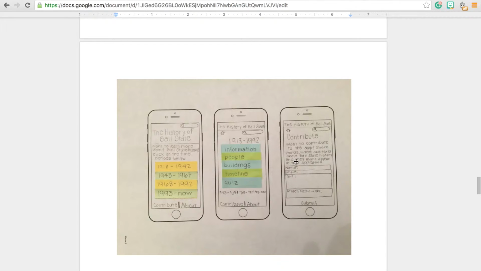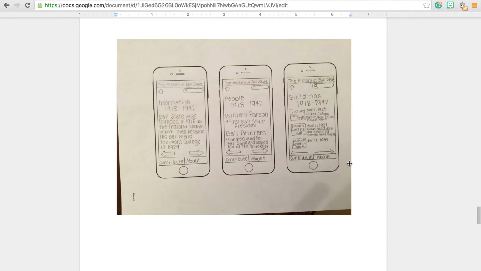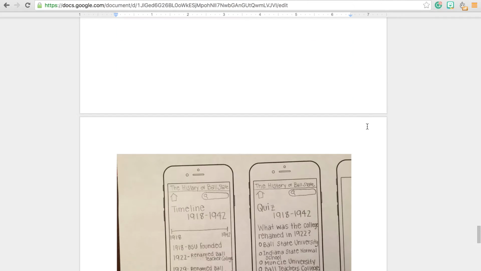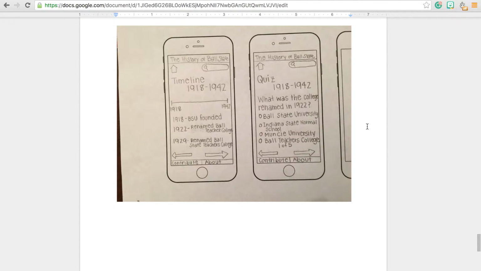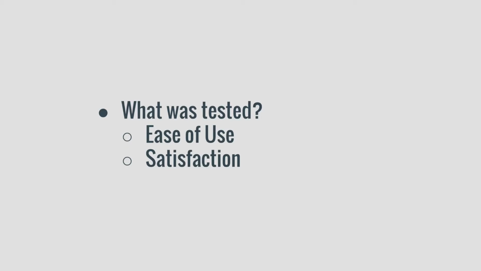And this is where users could contribute their own material to the application, which this experience is different than the other 2, because in the other 2 you could not contribute to the project, but in this you could. And then here are 3 more screens, and this is the information, people, and buildings pages. And then these 2 other ones are the timeline and quiz. Now that I talked about the paper prototype, I will discuss the test that I did.